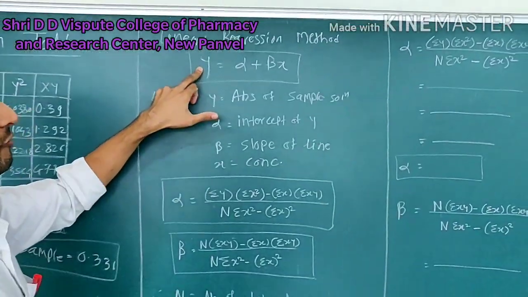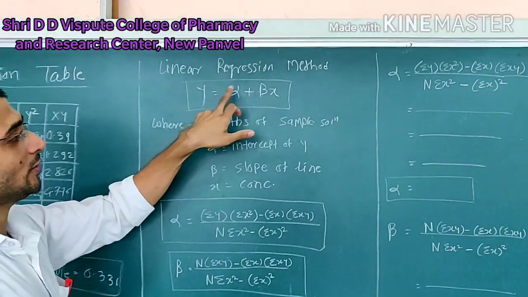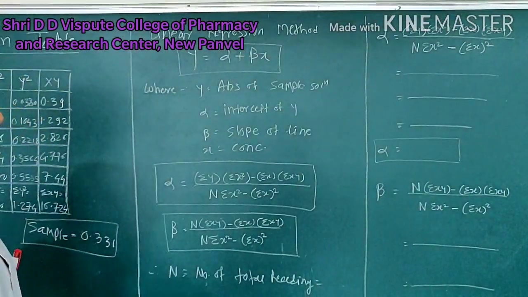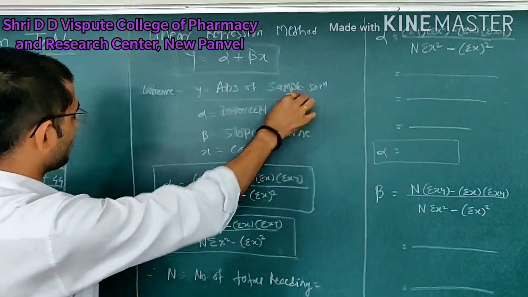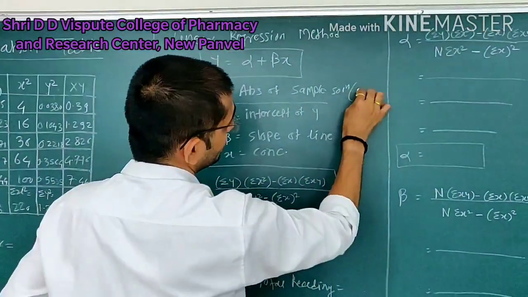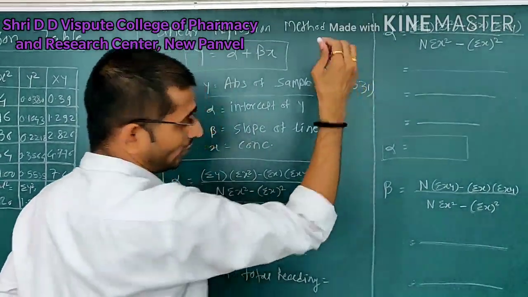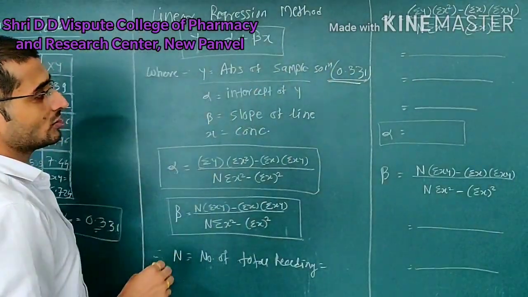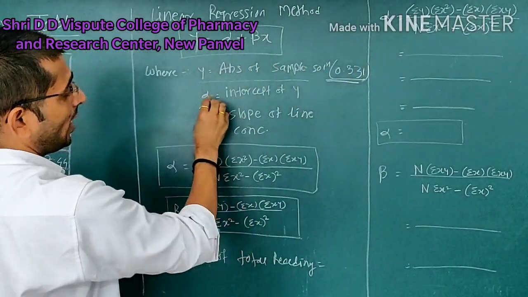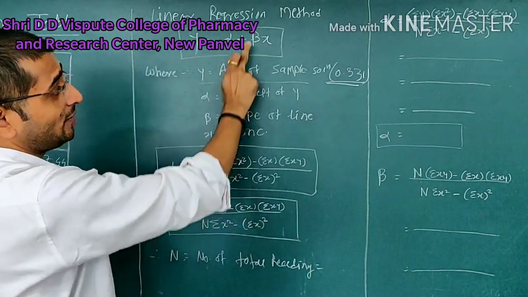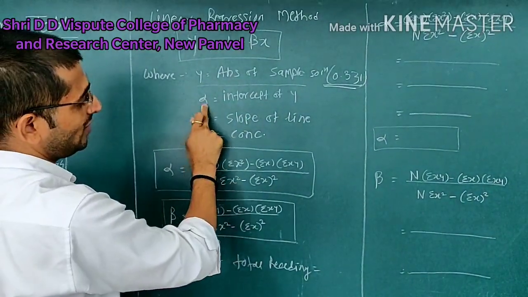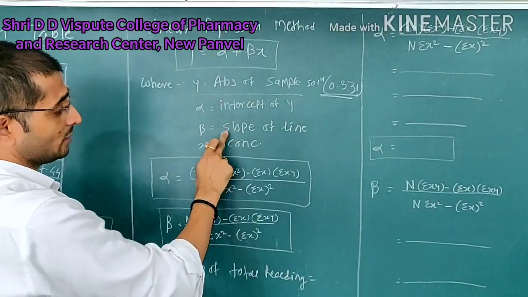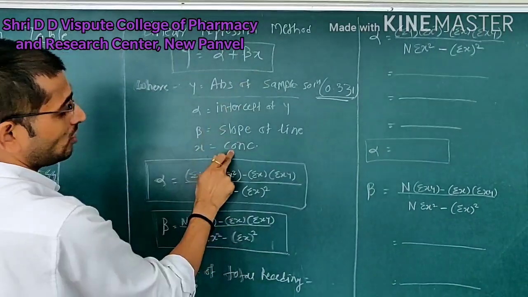So what is the formula for the linear regression method? Y is equal to alpha plus beta x, where y is the absorbance of your sample solution, that is 0.331. This we have already measured on the UV spectroscopy. So the absorbance of the unknown, that is the y value, is 0.331. Alpha is the intercept on the y-axis, beta is the slope of the line, and x is the concentration.